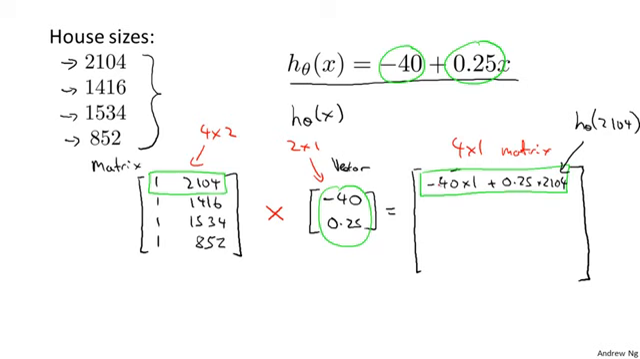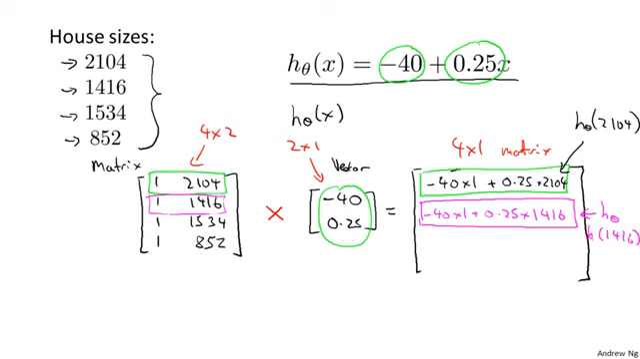Well, how about the second element? Hope you can see where I'm going. To get the second element, I'm going to take this and multiply it by my vector, and so that's going to be minus 40 times 1 plus 0.25 times 1416, and so this is going to be h of 1416, right? And so on for the third and the fourth elements of this 4x1 vector.